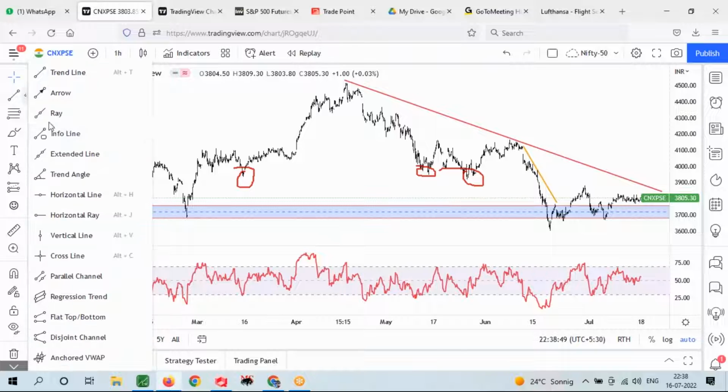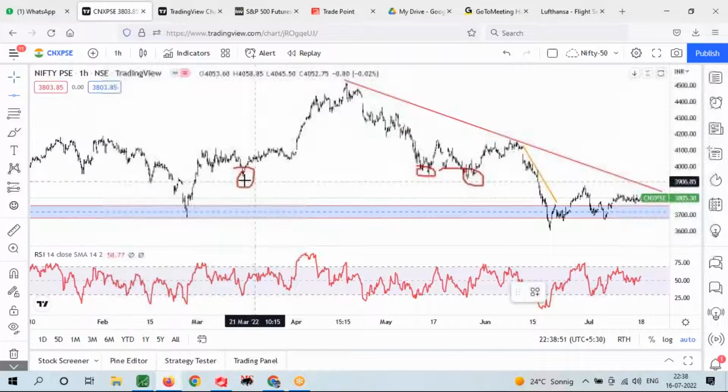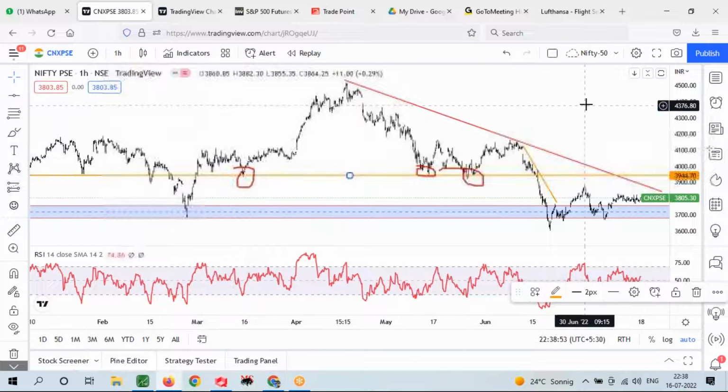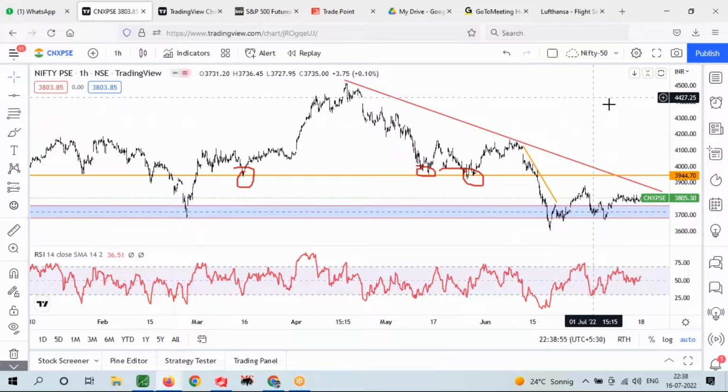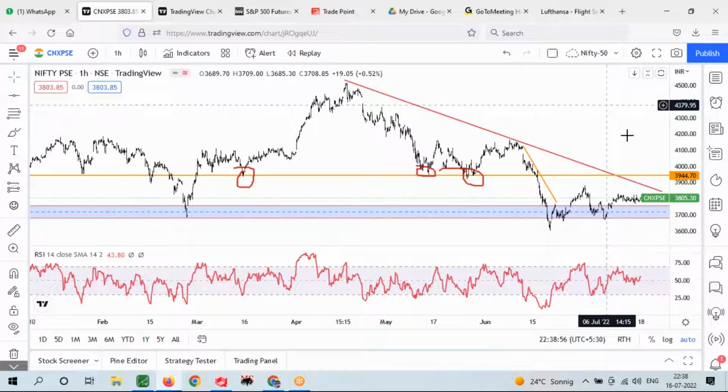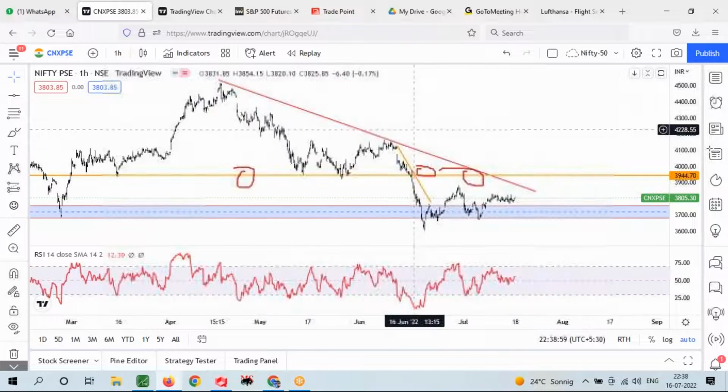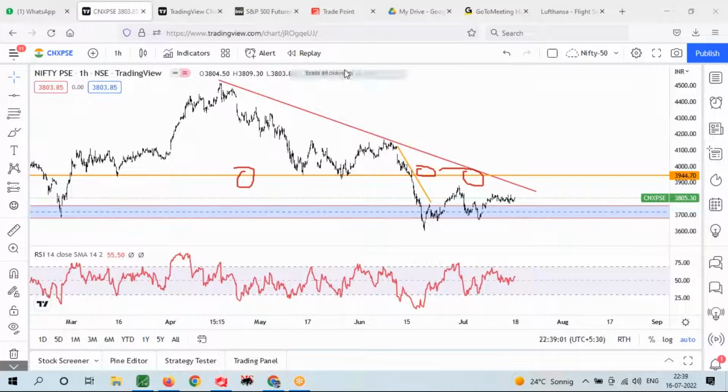Look here, there is a resistance here, is it not? 3950, there will be some resistance. So what can happen from this zone? It can dip a bit, and we might test it, and once that is also crossed, then super bullish.